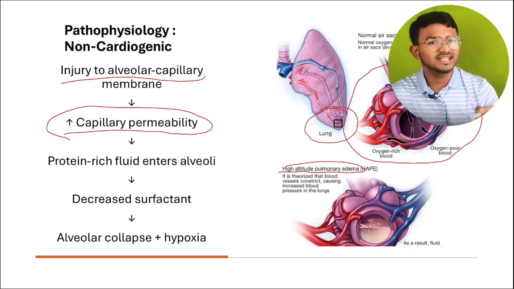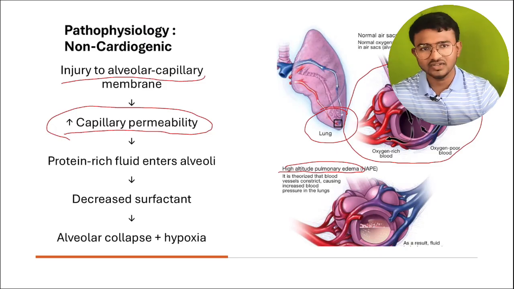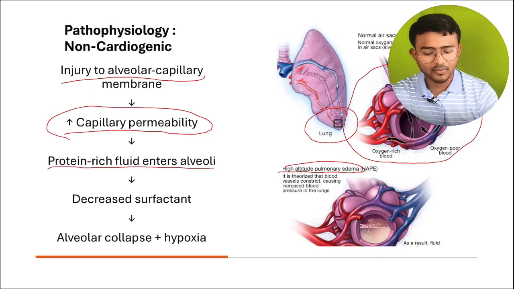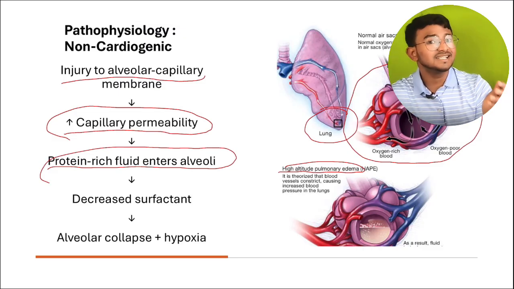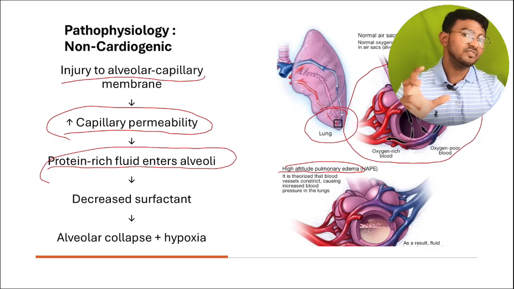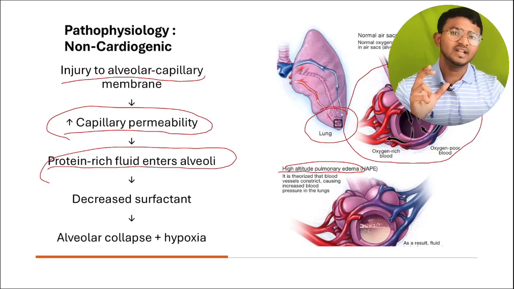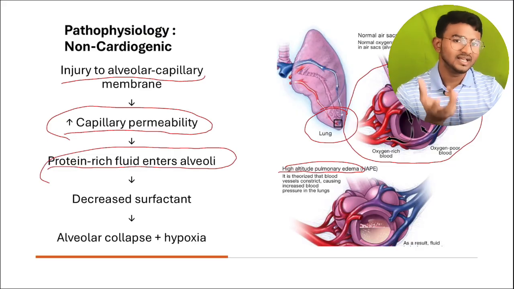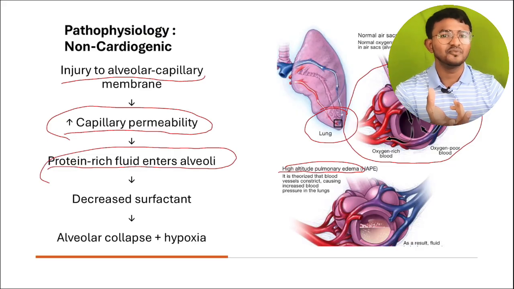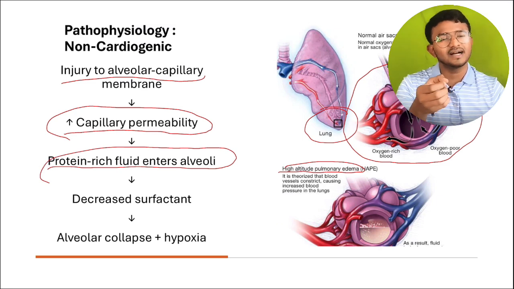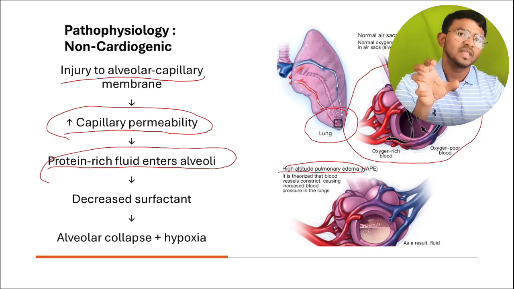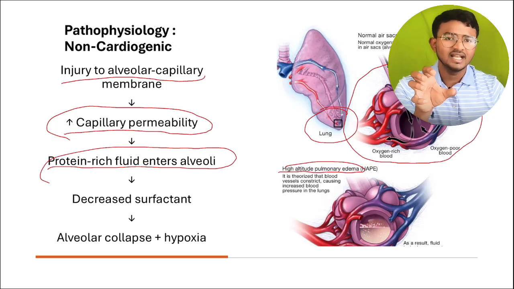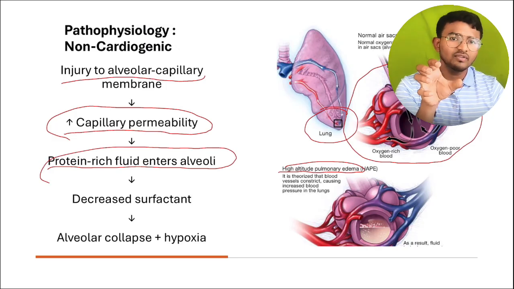These are the things that cause non-cardiogenic pulmonary edema, and protein-rich fluid enters into the alveoli. Whenever protein-rich fluid enters the alveoli, the surfactant will reduce. Surfactant, produced by pneumocyte type 2 and type 1 cells, is the main thing that helps to keep the alveoli open. If the surfactant is decreased, then the alveoli will collapse.